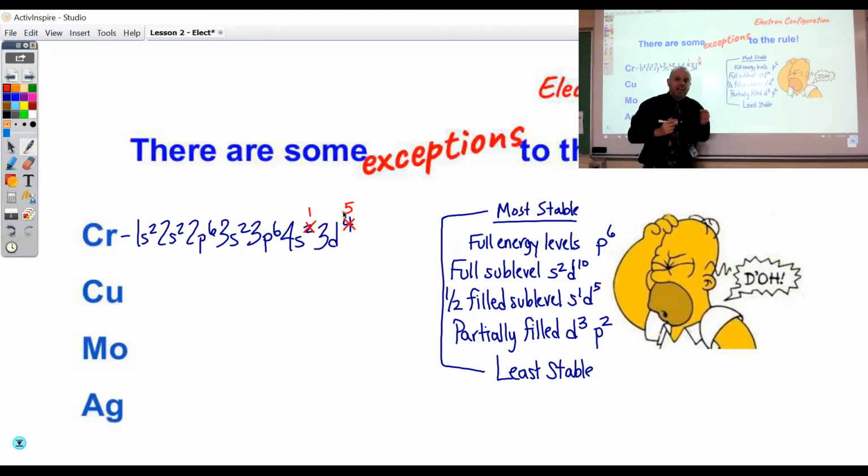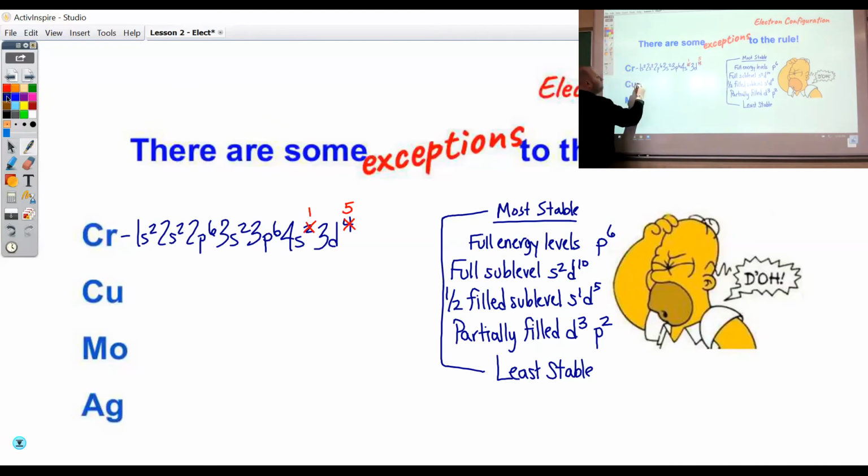The advantage, and why this occurs, is because we take a 3d4, which would be a partially filled sublevel, and we turn it into a d5, which is now a half-filled sublevel. The d sublevel can hold 10 electrons, so 5 electrons would be half-filled. This is more stable than this, and that's why this exception to the rule occurs.